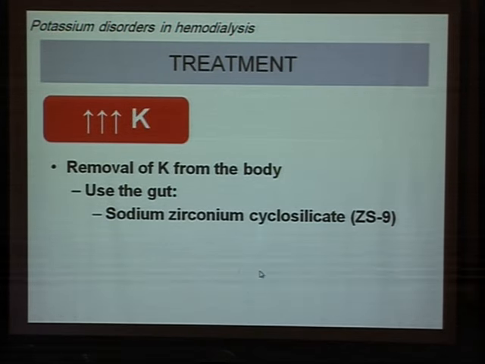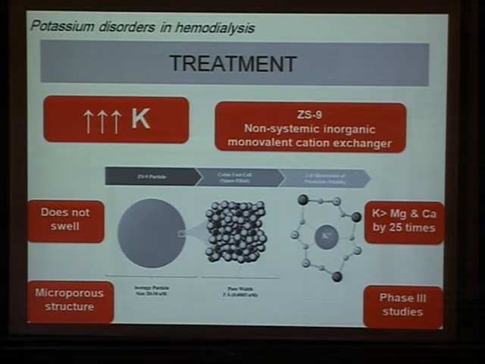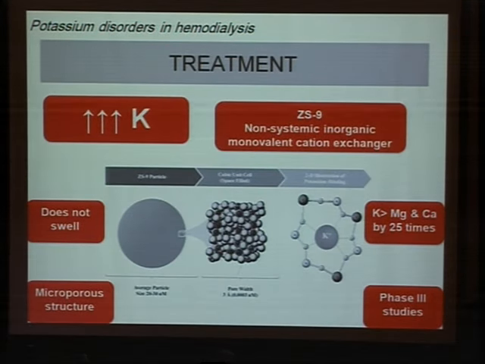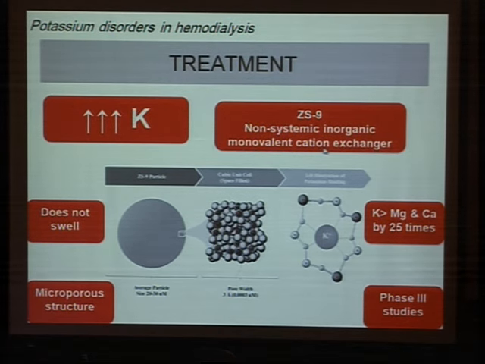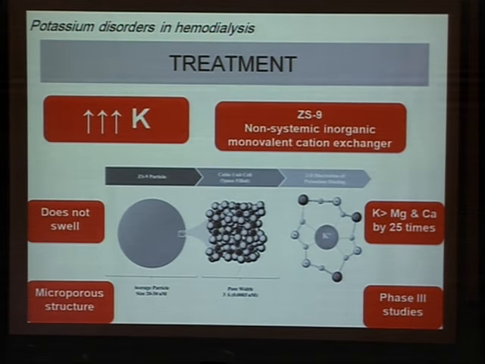Two other new hyperkalemia medications. The first is zirconium. This is a cation exchanger that doesn't swell, and it contains micropores that will entrap minerals, and it entraps potassium much more than other minerals.